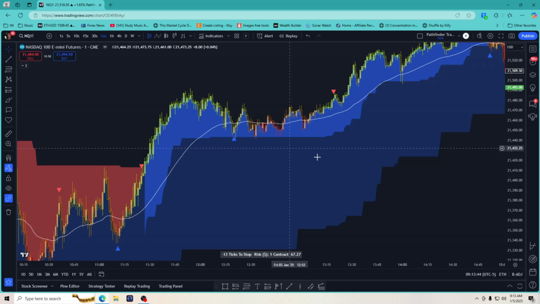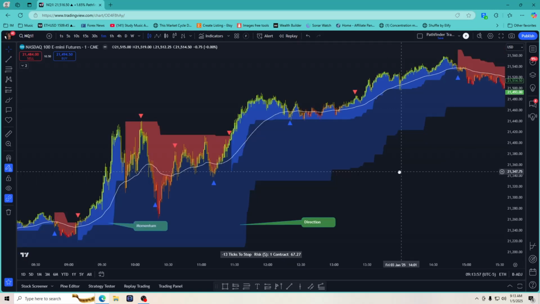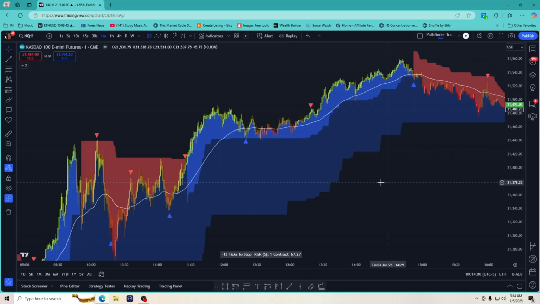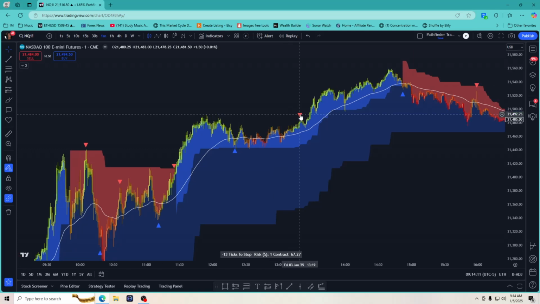So we have entry, we've got momentum, we've got direction, and then the final piece of the puzzle is exits. Where do we exit? There are two exits. Your first exit is when you get a red triangle. After you've entered on a blue triangle, you get a red triangle. That is your first exit. This is where you're going to close half of your position in the market. So you're going to do what we call secure the bag. You're going to take some profit at that red triangle.